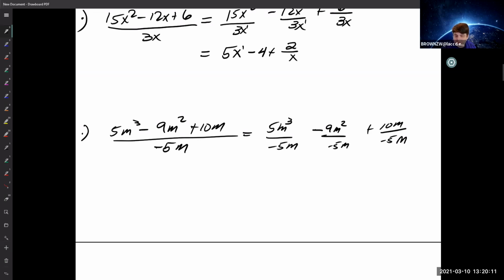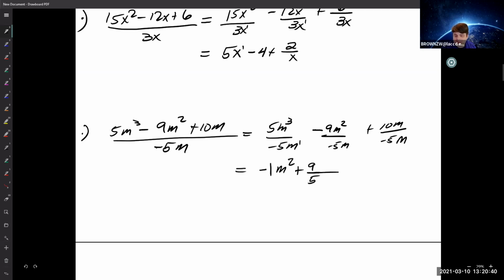Okay, so once again, going down the line, 5 divided by negative 5 gives me a negative 1. And m cubed over m to the first would leave me with minus 1 m squared. Next two terms, negative 9, negative 5. So these don't simplify, but a negative and a negative is going to give me a positive 9 over 5. And you can write this two ways.